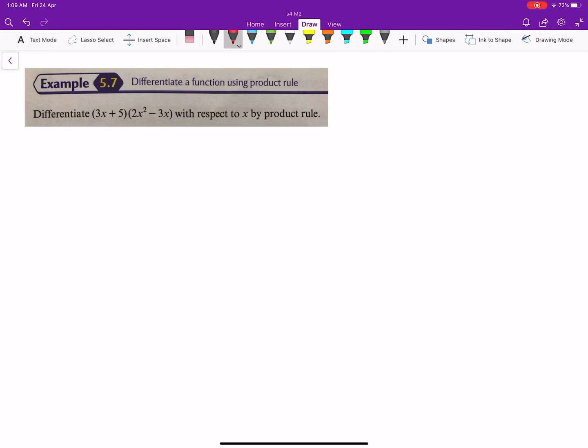So if we want to use the product rule, then first of all, we are going to find this one. And then we just treat it as the product of two functions, first one and then second one. So now we just keep the first one. We will put it here, and then we will differentiate the second one.